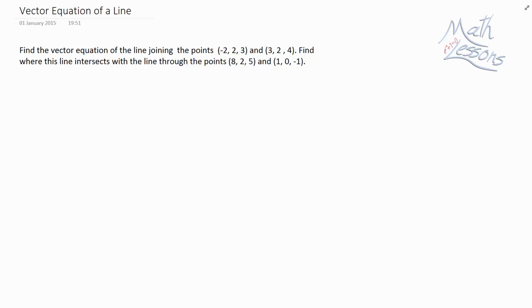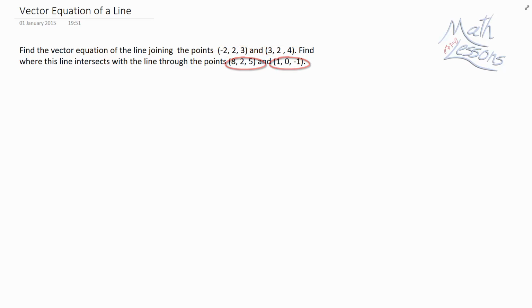Right, in this next video in our series on the vector equation of a line, we're going to look at how we can find out where two lines intersect once we've found the vector equation of the two lines. So the first thing to do is to find the vector equation joining these 2 points and find the vector equation joining these 2 points.